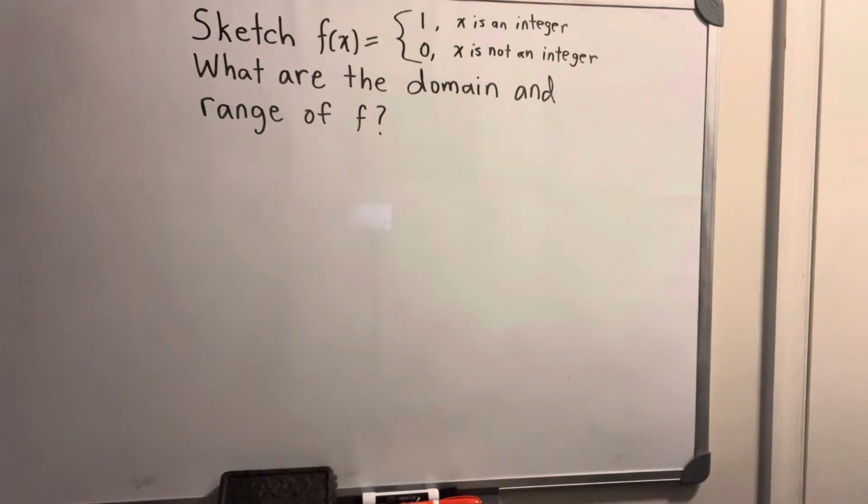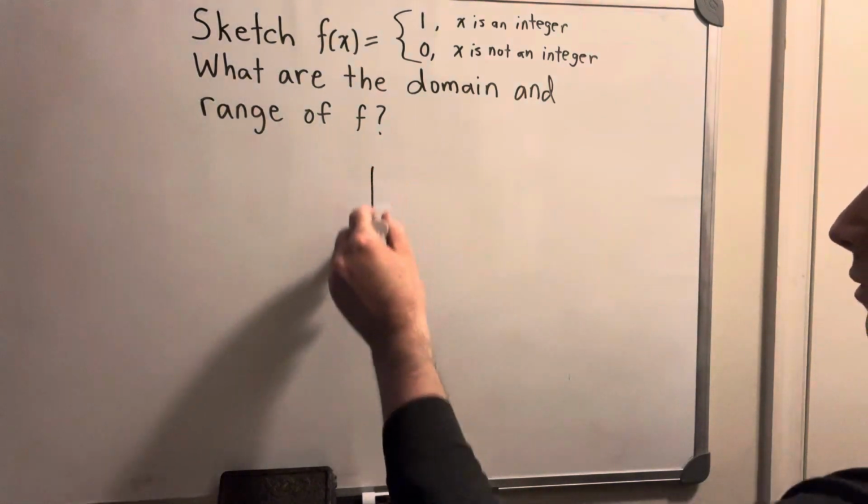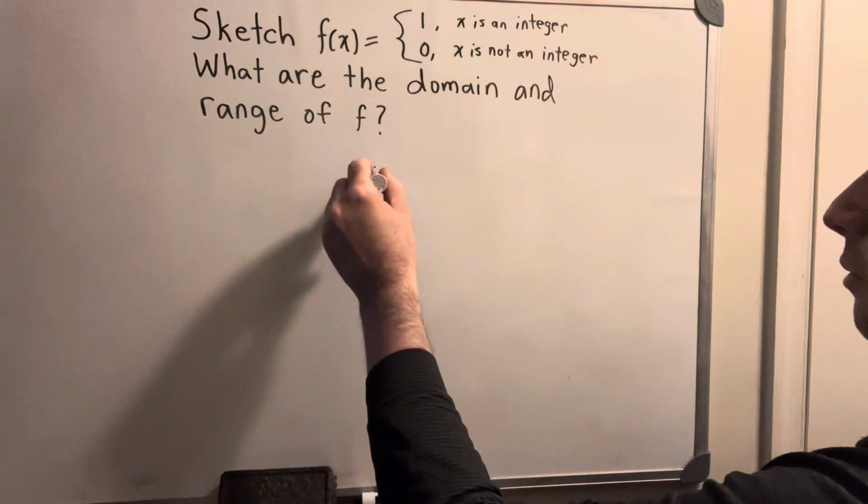This problem says, sketch f of x. And f of x is this function. It's 1 if x is an integer, and it's 0 if x is not an integer. So sketch that function. And then what are the domain and range of f? So let's just draw some coordinate plane.